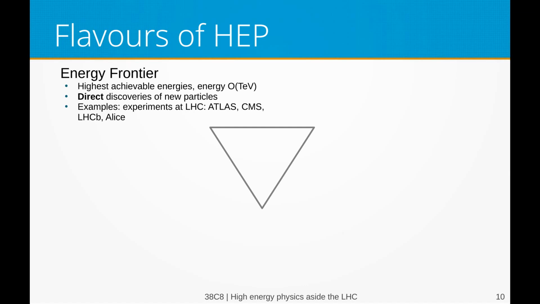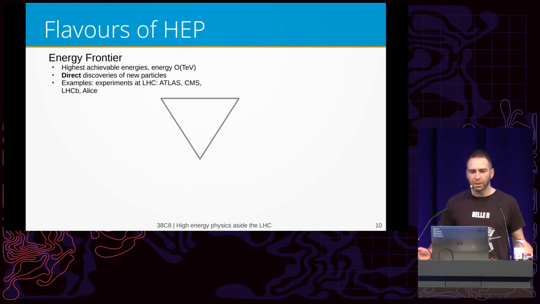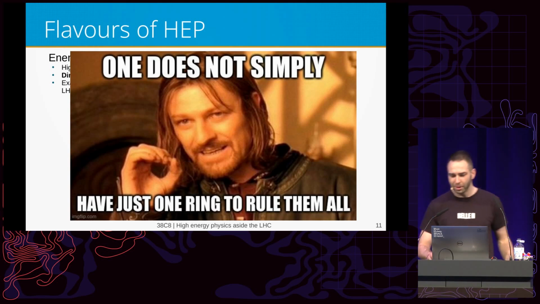There are currently 3 frontiers of flavors in high-energy physics. The first is the energy frontier, so you push to even higher and higher energies. This is, for example, what the LHC does and what most people know. I think if they know something about high-energy physics, they likely think about the Large Hadron Collider at CERN. And often this involves direct discoveries of new particles by some means or another. But one does not simply have one ring to rule them all.